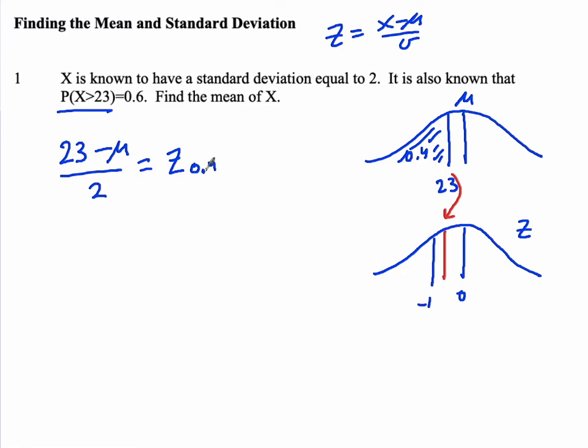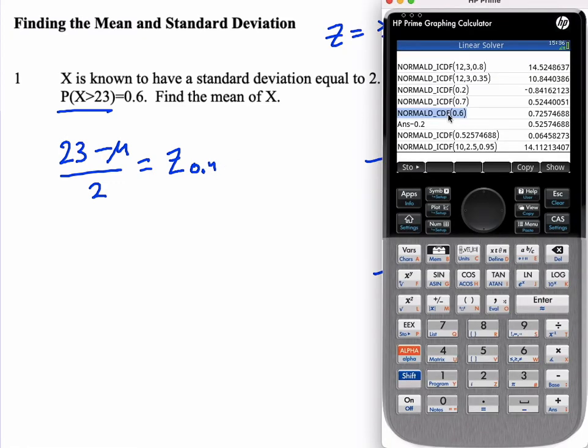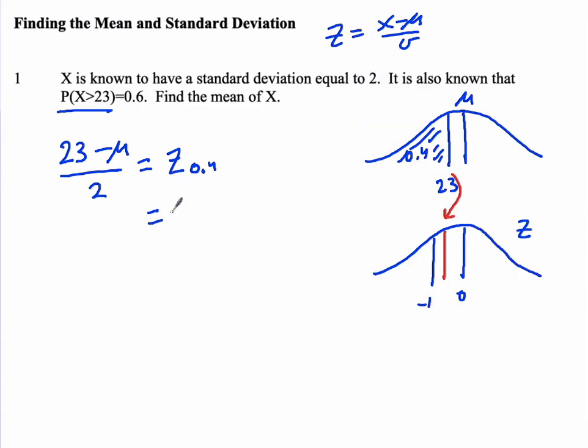So to get that value, we just go to inverse normal. We need the inverse normal for 0.4. And we get negative 0.253. That's 23 minus mu over 2.